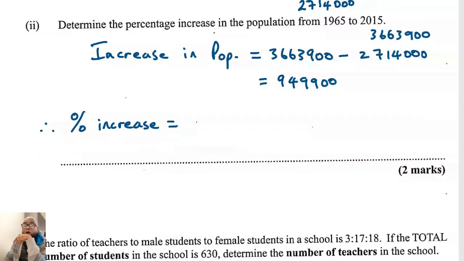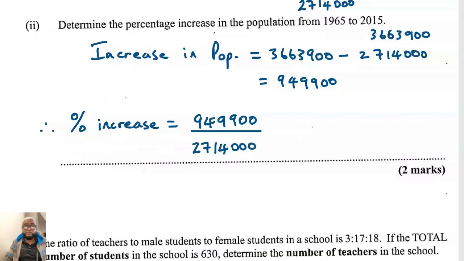Okay? How much did the population go up by? 949,900. Everybody got this, right? Over the initial amount. You know what initial means? Initial means the start, the amount at the start. So in 1965, it was 2,714,000. So the increase over the initial amount multiplied by 100 will give me my percentage increase.